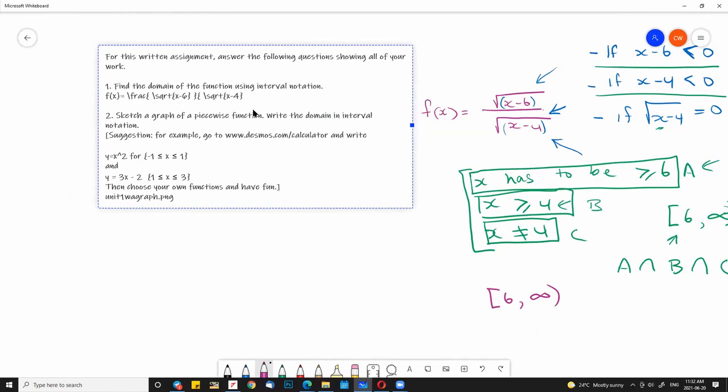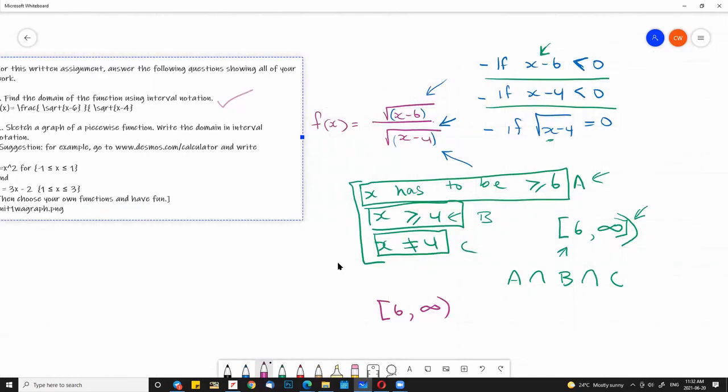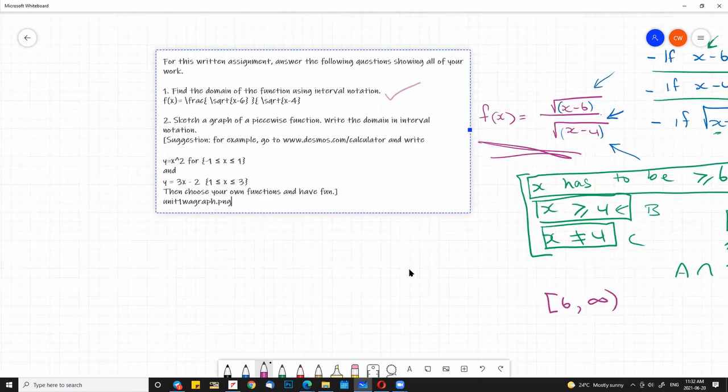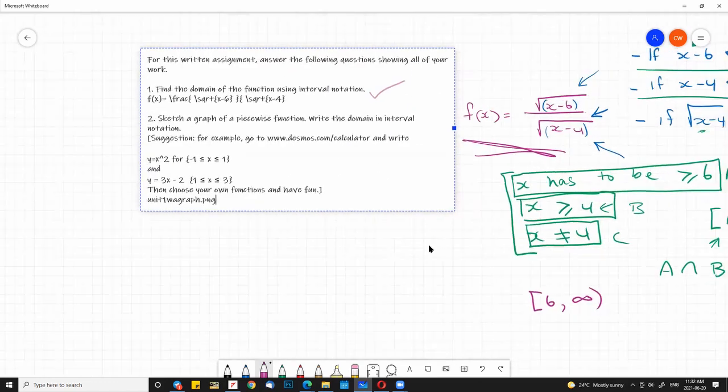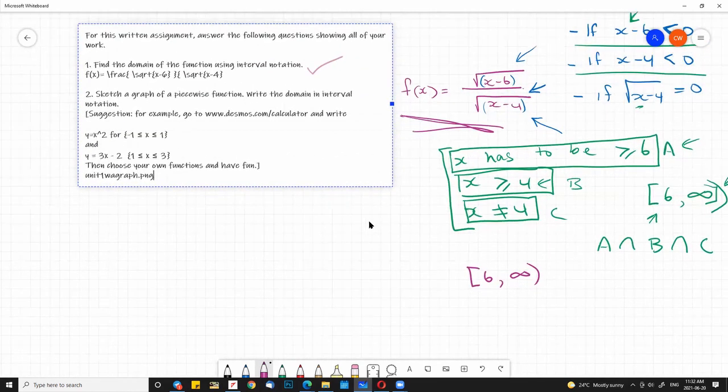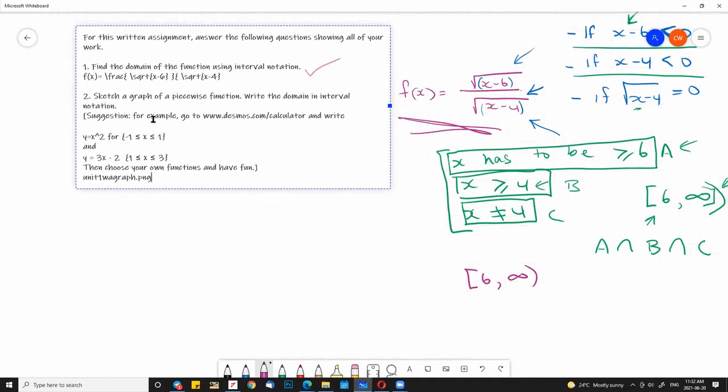That's this question. Okay. Sketch a graph of a piecewise function. Okay, this is completely different. We're no longer looking at this. This is done. Get it out of your brain. Sketch a graph of a piecewise function, write the domain in interval notation. Then they gave a suggestion, go to the Desmos calculator, put in some functions, then choose your own functions and have fun.